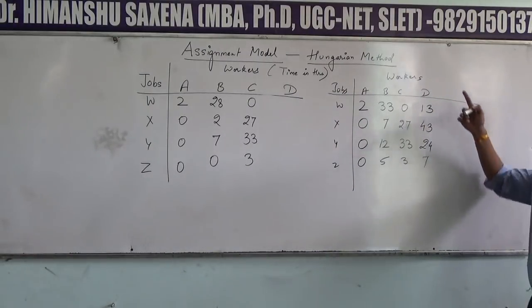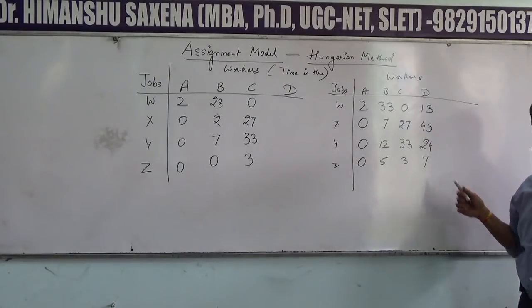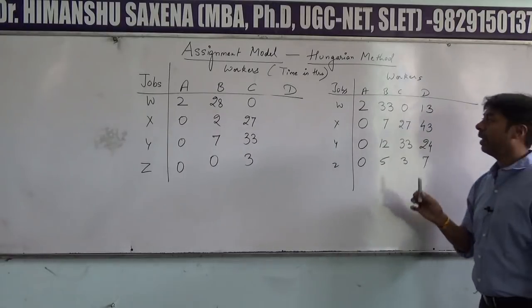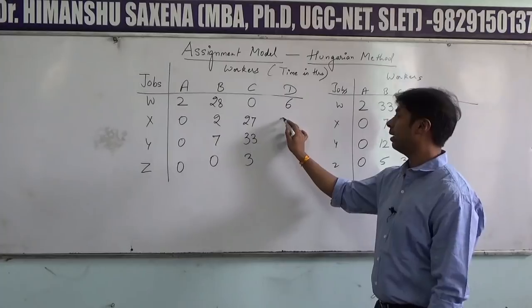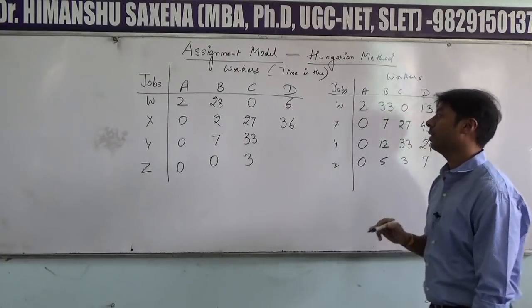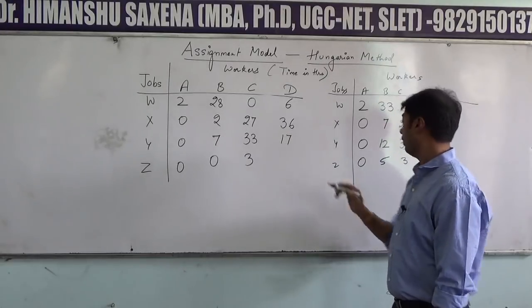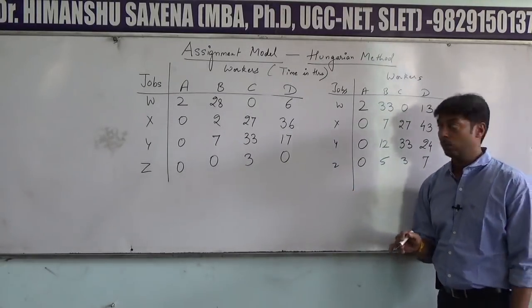Now look at the fourth column. What is the minimum in the fourth column? That is 7. Now when we subtract 7 from all these values, 13 minus 7 will be equal to 6. 43 minus 7, that will be equal to 36. 24 minus 7, 17, and 7 minus 7 will be equal to 0.